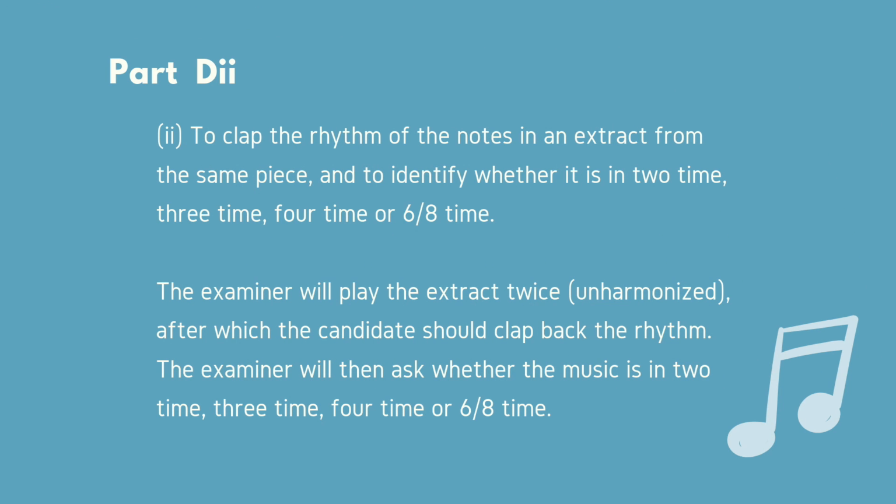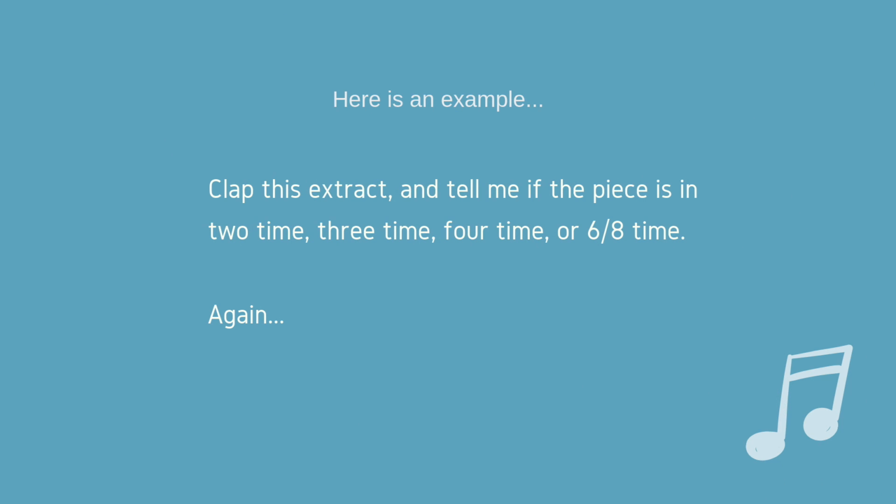Part D, Section 2. To clap the rhythm of the notes in an extract from the same piece, the examiner will play the extract twice unharmonized, after which the candidate should clap back the rhythm. The examiner will then ask whether the music is in 2-time, 3-time, 4-time, or 6/8-time. Clap this extract, and tell me if the piece is in 2-time, 3-time, 4-time, or 6/8-time.